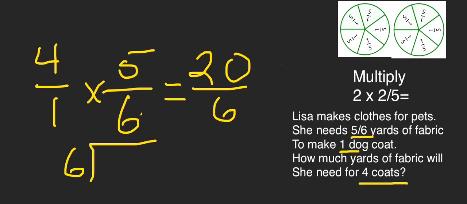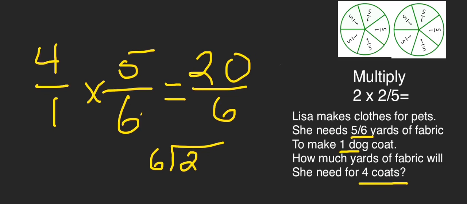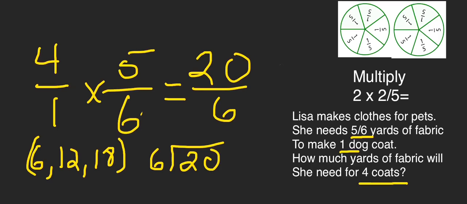We did this in class, if you remember. So 6 into 20. How many sixes, groups of sixes, do we have in 20? So if we do multiples of 6, we got 6, 12, 18, 24 would be too much because your dividend is 20. So it's 3 times. 3 times 6 is 18. And when we subtract, we get 2.